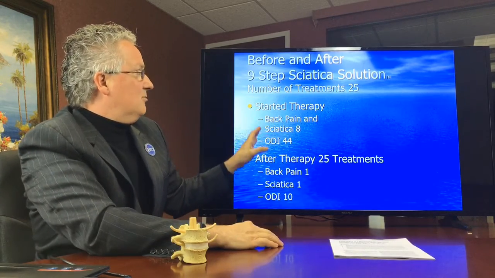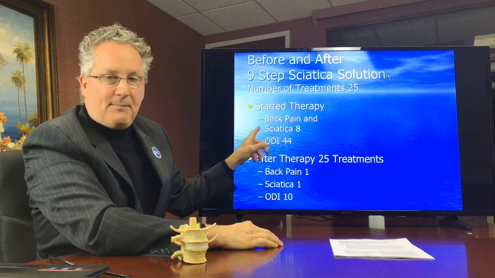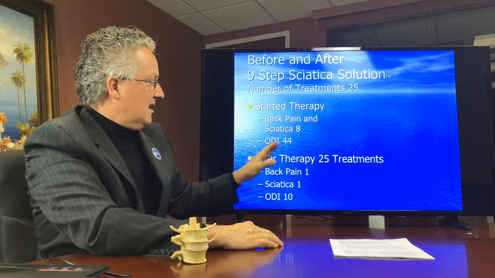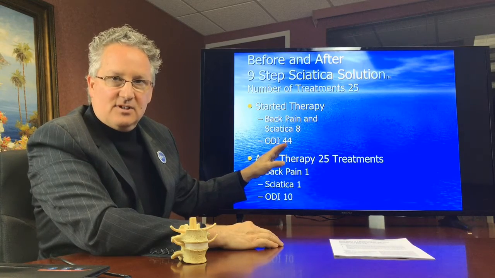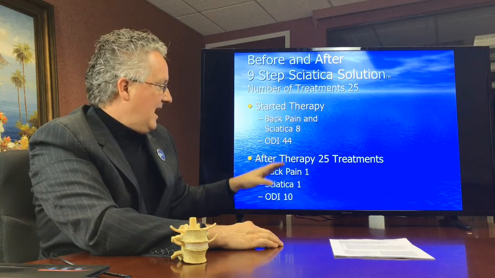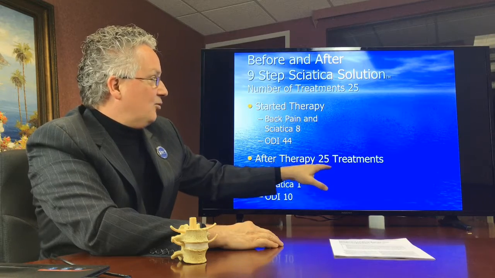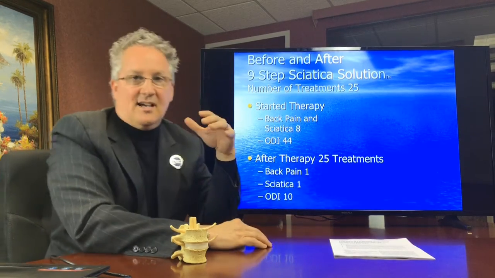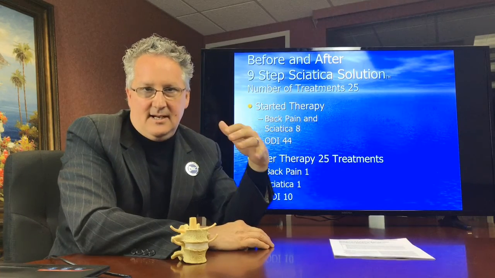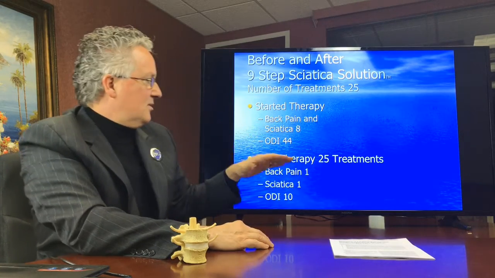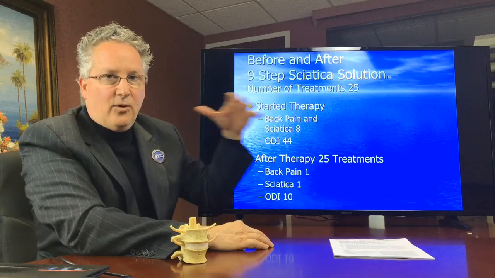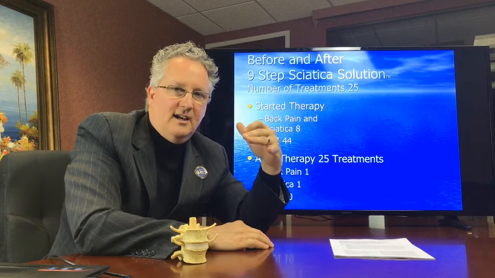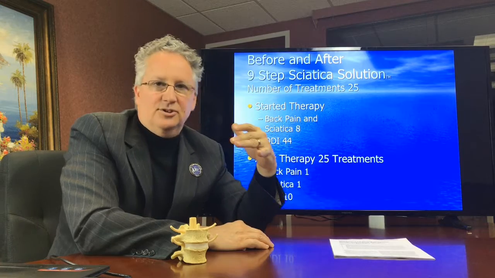When he started with our therapy, his back pain and his sciatica were an 8 on a scale of 1 to 10, and his Oswestry Disability Index was a 44. At the end of 25 treatments, his back pain was a 1, his sciatica was a 1, and his Oswestry Disability Index was a 10. We've talked about the Oswestry Disability Index. Anything 40 and above for an extended period of time, he had it for 3 years, is a surgical candidate. He was a candidate for surgery.